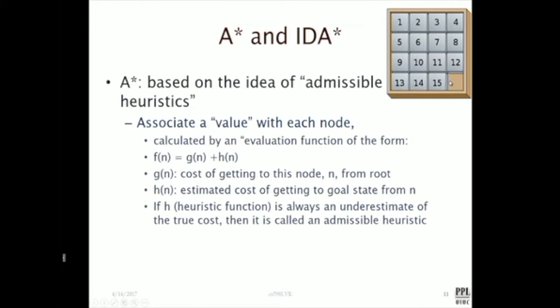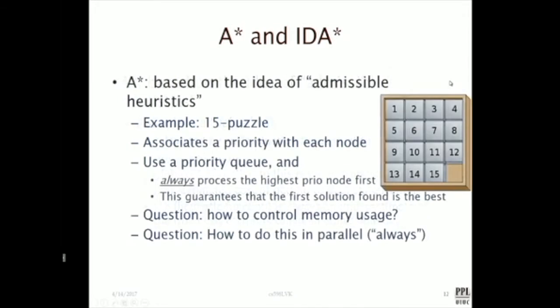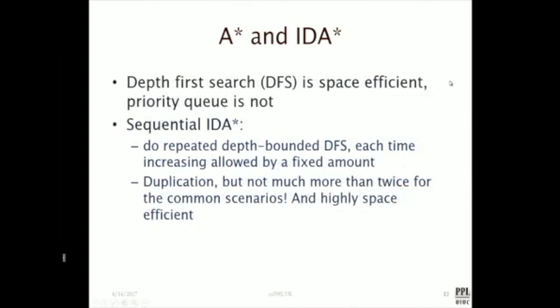So one idea that Richard Korf came up with in the 80s. So those were the 2 questions: how to control memory and how to do this in parallel. So depth first search, when you go to a child and go to its child and go to its child, is space efficient. The amount of memory you need is proportional to the depth of the tree, right? But a priority queue is not. It will give you a breadth first like behavior.